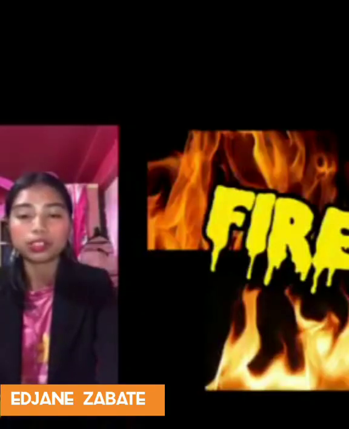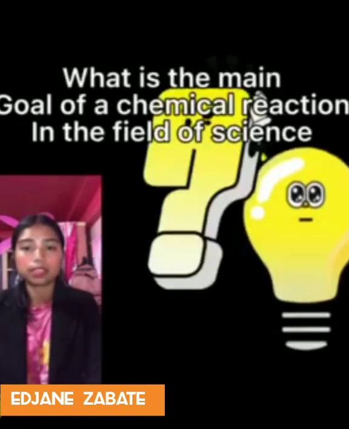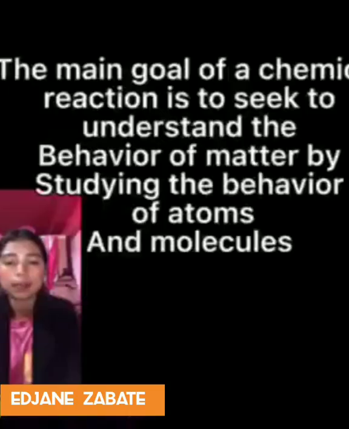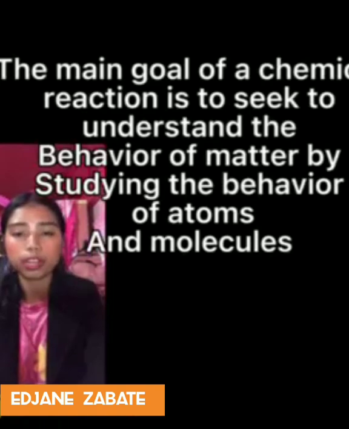Fire, the most important discovery of human beings, is simply a chemical reaction. What is the main goal of a chemical reaction in the fields of science? Chemical reactions involve breaking chemical bonds between reactant molecules and forming new bonds between atoms in product particles. In connection with that, the main goal of a chemical reaction is to seek to understand the behavior of matter by studying the behavior of molecules and atoms.